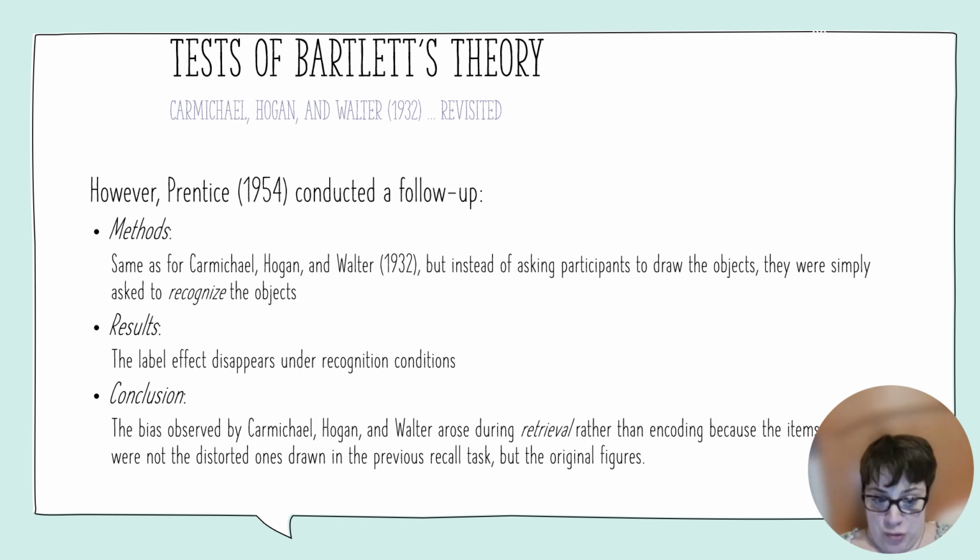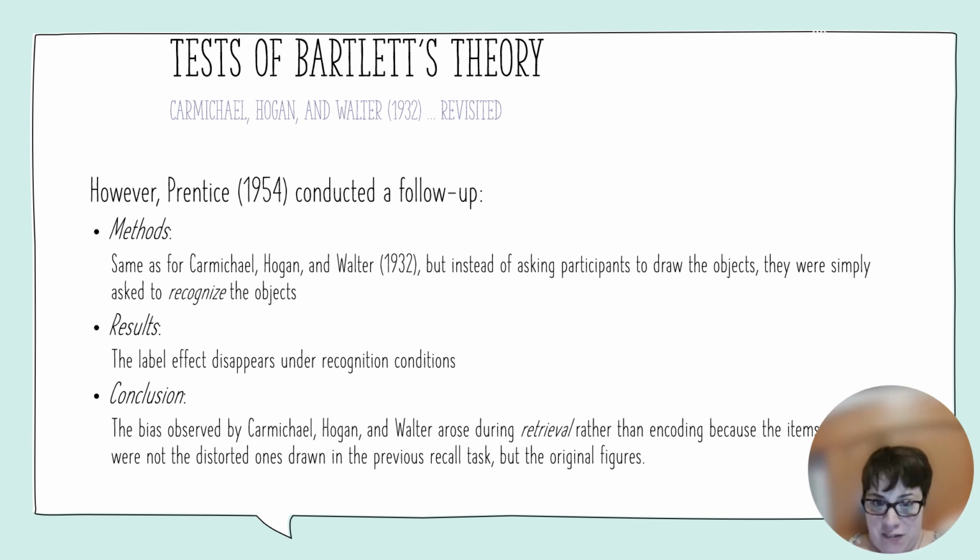So what this led the researchers to conclude is that the bias observed by Carmichael and colleagues likely arose during retrieval rather than encoding, because the items that were not distorted were the ones that they recognized, right? So their drawings, or retrieval of the objects, were distorted by the labels. But what was actually stored or encoded in their memories was the actual object, not influenced by the labels, right? So they had stored the correct object. It just became biased by the labels when they subsequently attempted to draw it, right?